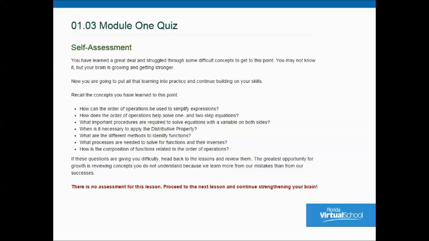Lesson 1.03 is a self-assessment. It asks the students to pause and reflect on what they have learned so far in the module. There is no assessment for this lesson.